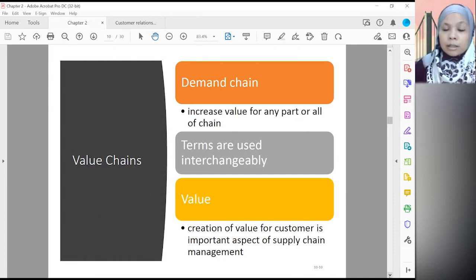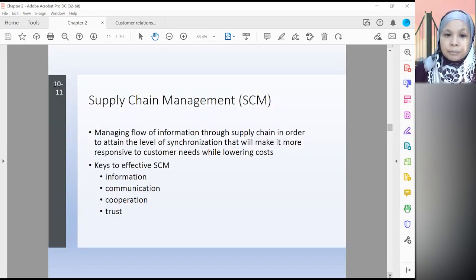So that's why we also say value chain is a part of demand chain, because it's all interrelated. Basically, value chain is important because the creation of value for the customer is an important aspect of supply chain. When you can create good value for the customer in your products, the customer will come back and buy your products. That's how it becomes an important aspect of supply chain.